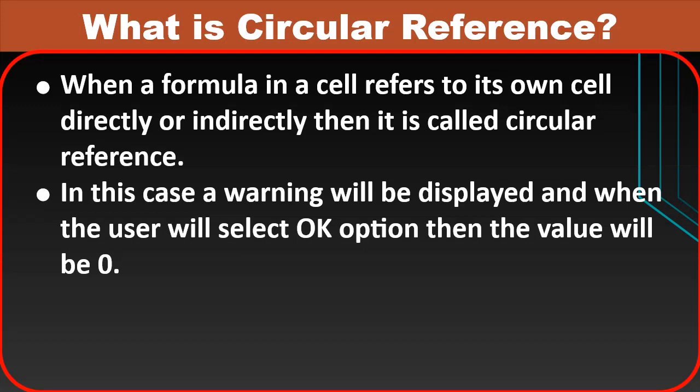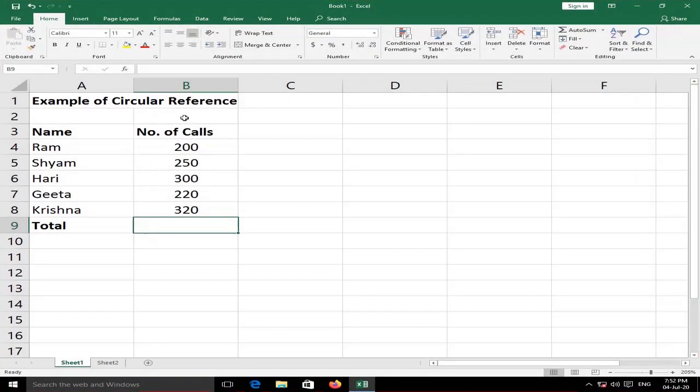Next, what is circular reference? When a formula in a cell refers to its own cell, directly or indirectly, it is called a circular reference. In the case of circular reference, a warning will be displayed, and when the user selects the OK option in the dialog box, the value will be 0. Now look at the example of circular reference.